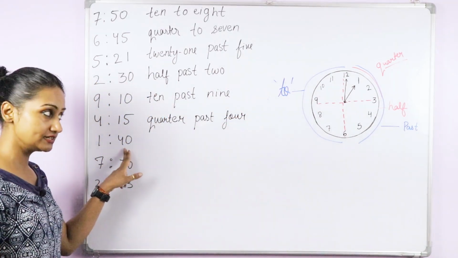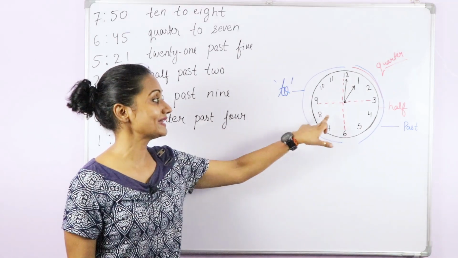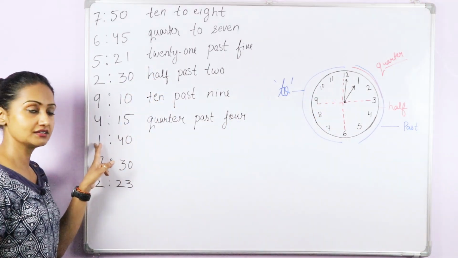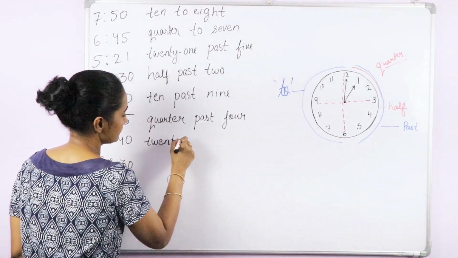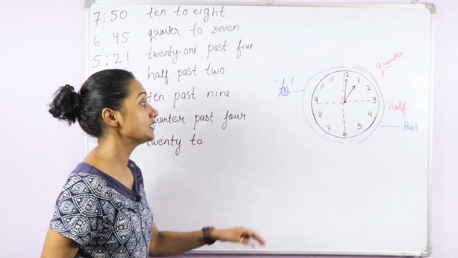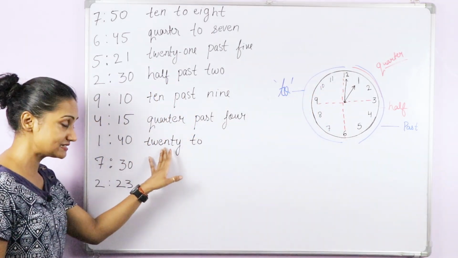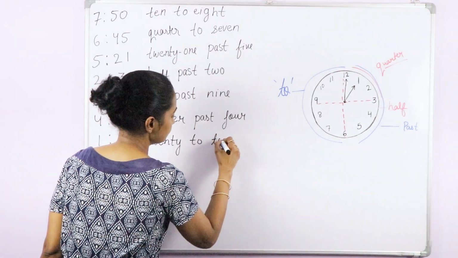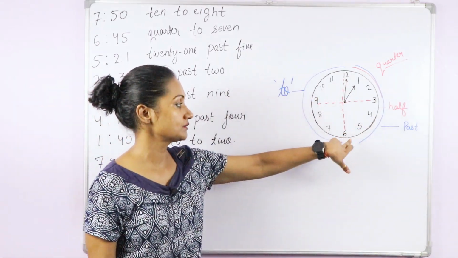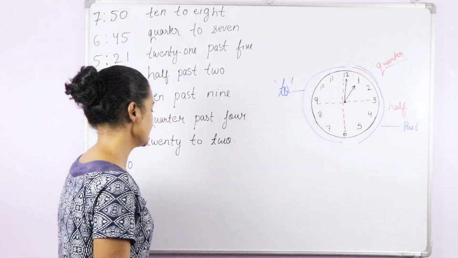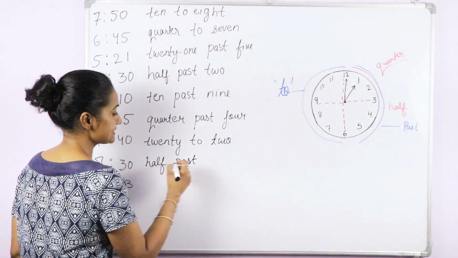Next is 1:40. That means the minute hand will come here. 40. Okay, so we will use 'to' and the next hour. What comes after 1? 2. So 20 to 2, because if the minute hand is here, we know that after 20 minutes it will be 2 o'clock. So 20 to 2. Next is 7:30. So the minute hand comes here. So we're going to use 'past'. So half past 7.